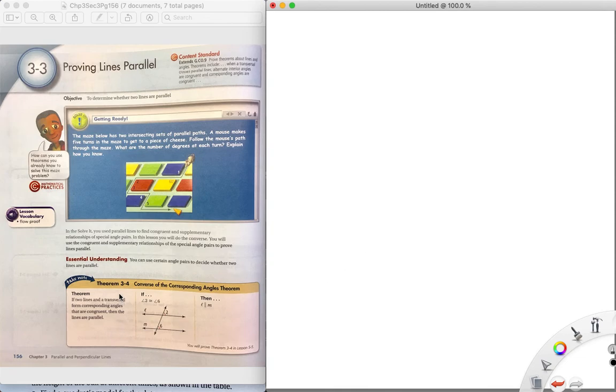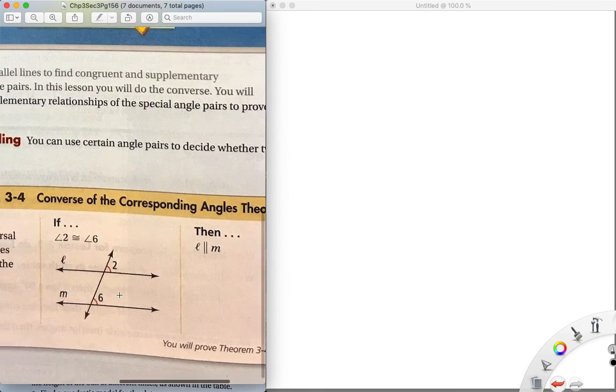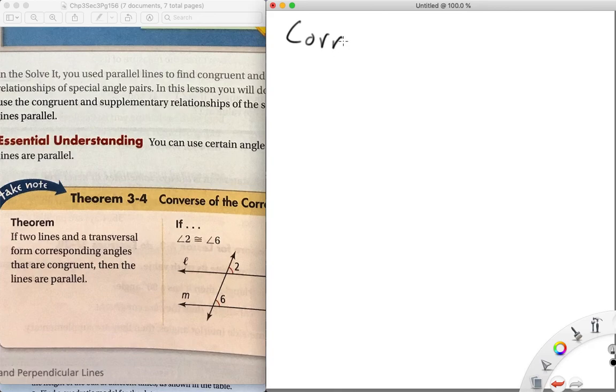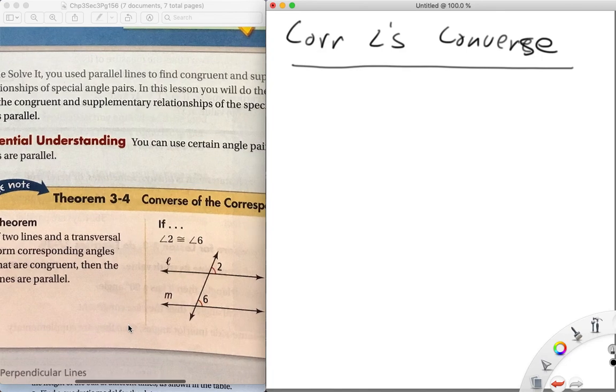So if you look at the first theorem that they give us, this is the converse of corresponding angles. So I write this as corresponding angles converse. Now we're proving the lines parallel. The theorem says if two lines and a transversal form corresponding angles and they're congruent, then the lines are parallel. Here's what this means.